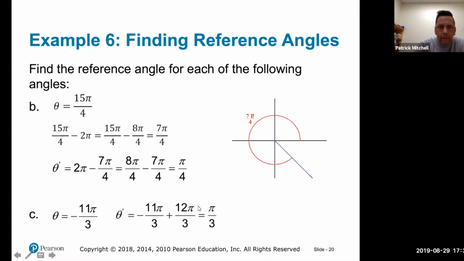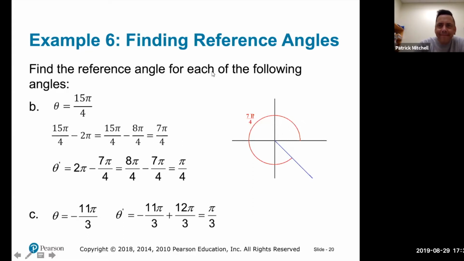And when I get the common denominator for 4 pi, it turns into 12 pi over 3. The coterminal angle with negative 11 pi over 3 is pi over 3. And I didn't bother putting a picture for this one because pi over 3 is already in quadrant 1. And if your angle happens to be in quadrant 1, it is its own reference angle.